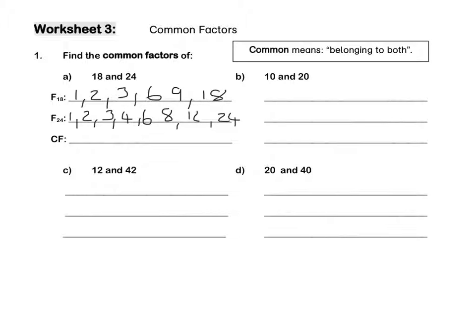Now we need to find our factors which are common to both 18 and 24. We have 1, 2, 3, we have 6, and that is all. So our common factors of 18 and 24 are 1, 2, 3, and 6. Use what you have learned to complete the rest of question 1 by yourself. When you are done, use the memo to mark all your answers on this page.